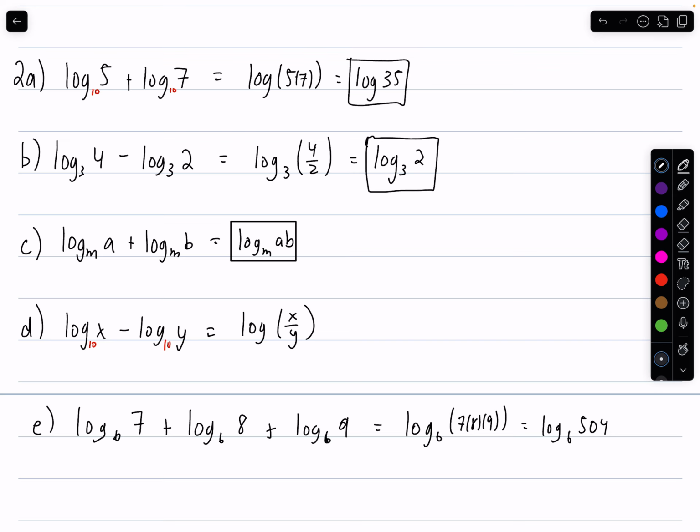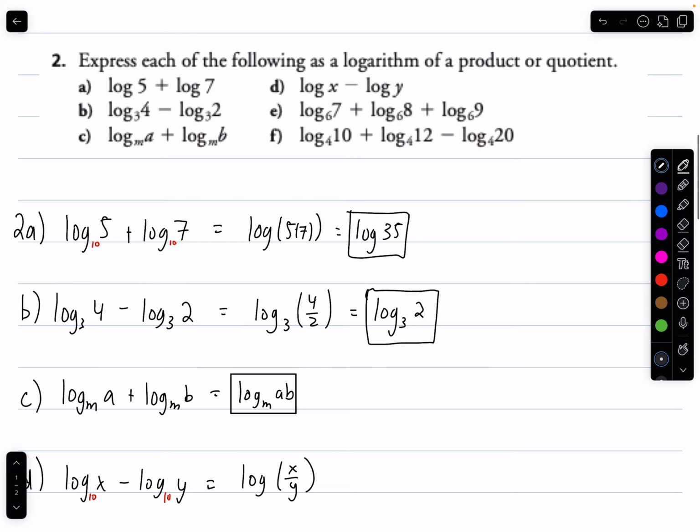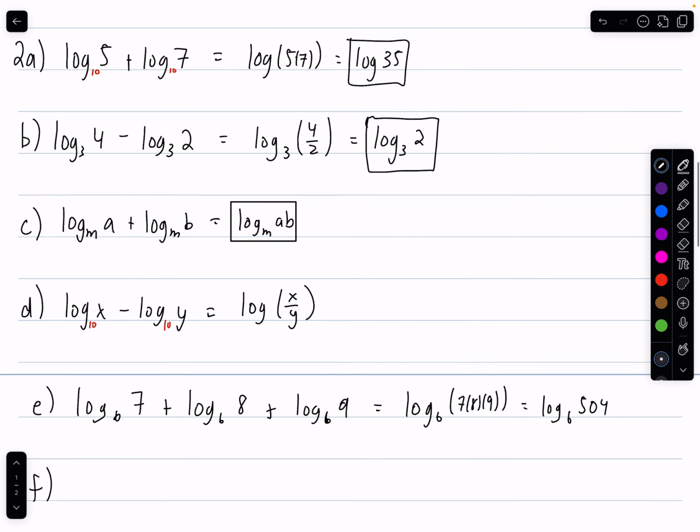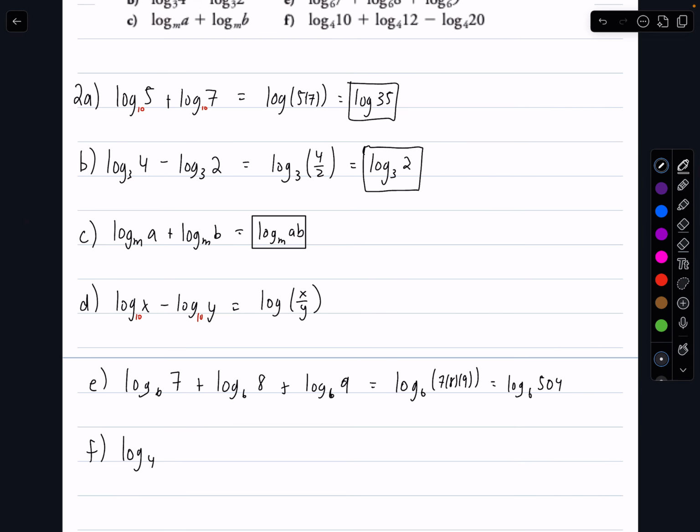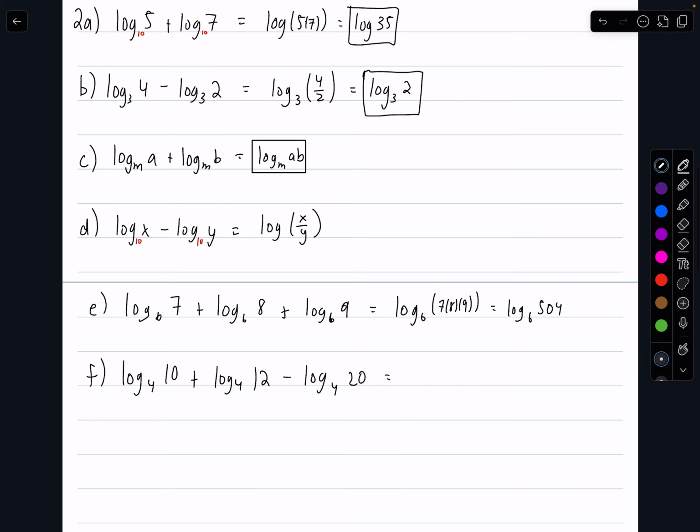So now let's go to question F. You have log base 4 of 10 plus log base 4 of 12 minus log base 4 of 20. So the way I would do this is I would say it's log base 4. Now 10 and 12 are added, so it's going to be 10 times 12. But because it's subtracted after, this is a mix of addition and subtraction. So the 10 and the 12 are going to be multiplied, but ultimately these are going to be divided by the 20. So this is something important to note.